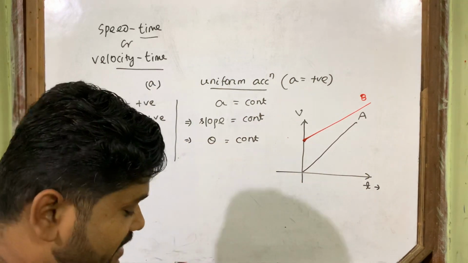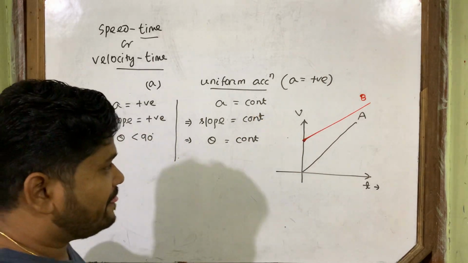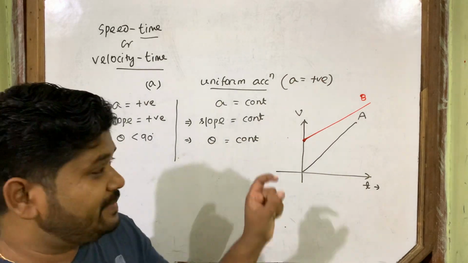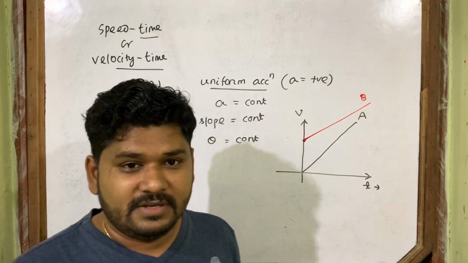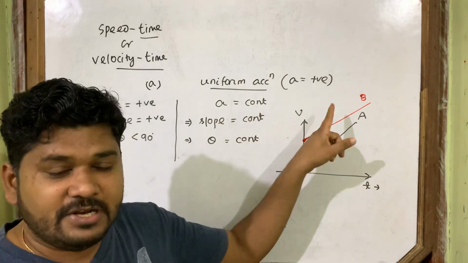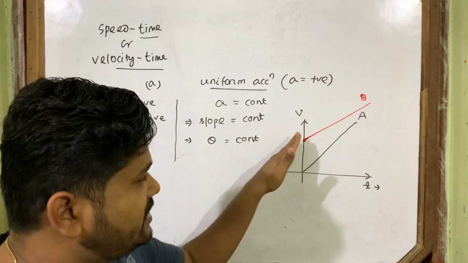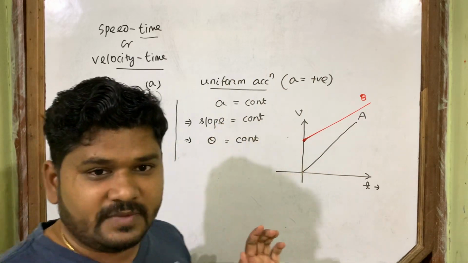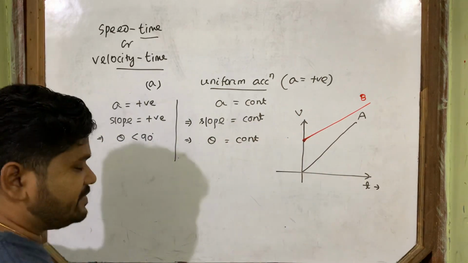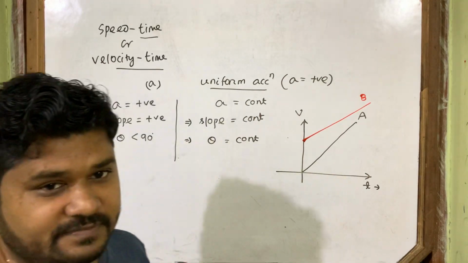The difference between them is A starts from rest, but B initial velocity, some finite value B has. A starts from rest and B not starts from rest. Okay, we studied the motion of B from some velocity. So this is the difference between them. This starts from rest, this not starts from rest. But both are of positive acceleration.